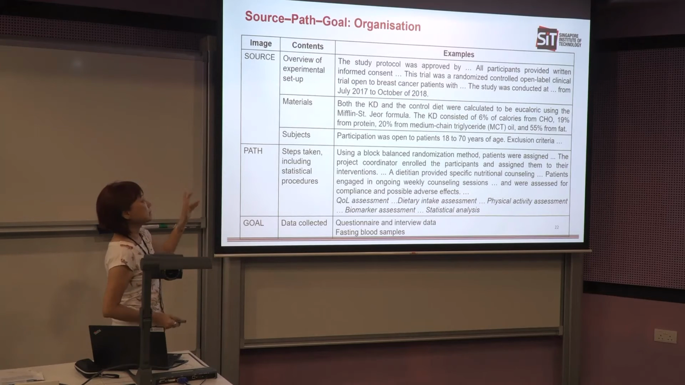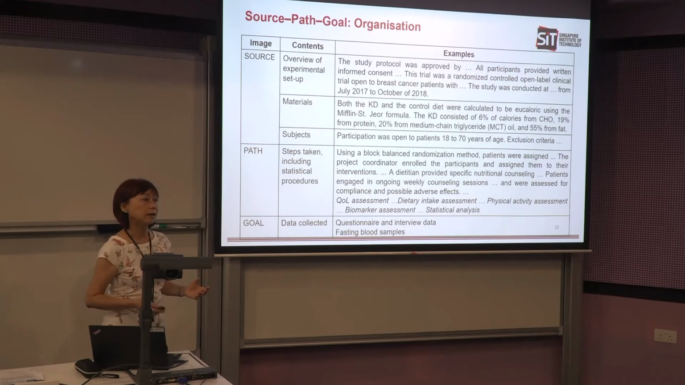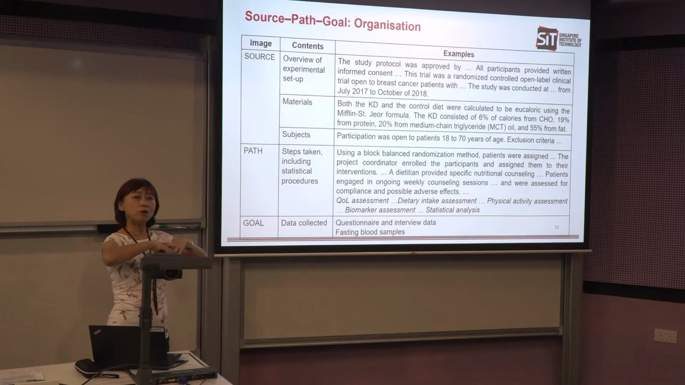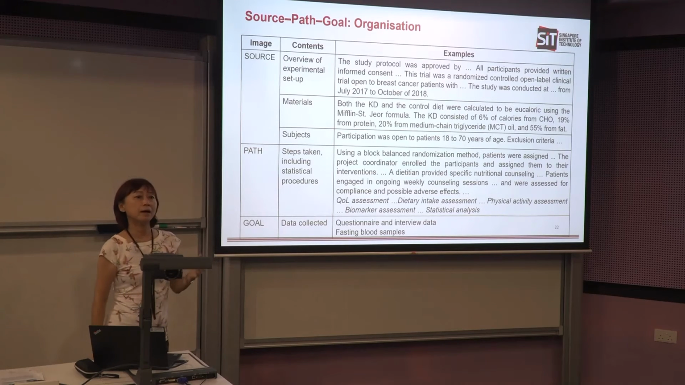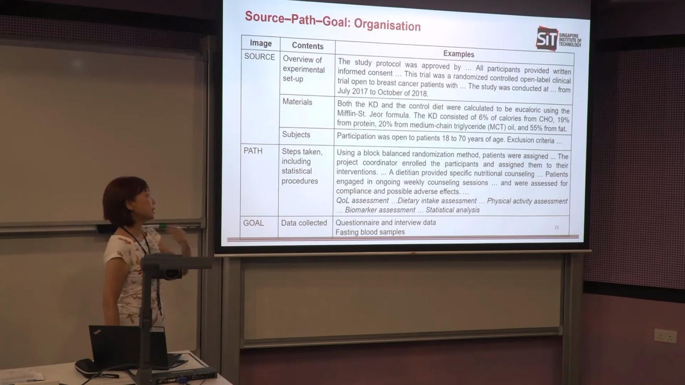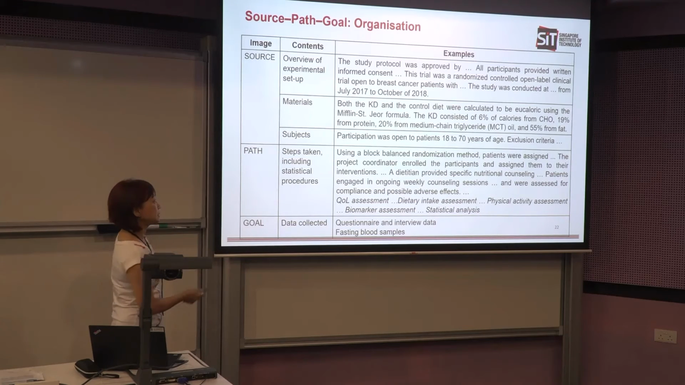Right? And then the subjects. Who are the subjects? How old are they? What exclusion criteria, etc., etc. Yeah. So the source: information about who's involved, when, where, and so on. Then comes the path. Path is the means to the end, right? The steps that are taken, including stats, not just the data collection, but also data analysis, in other words.